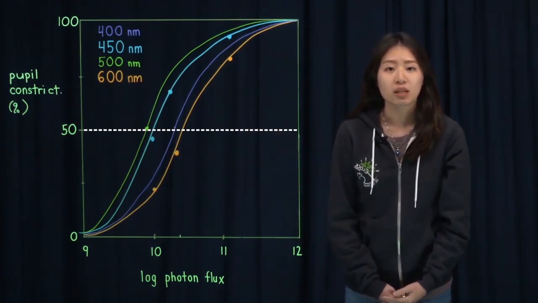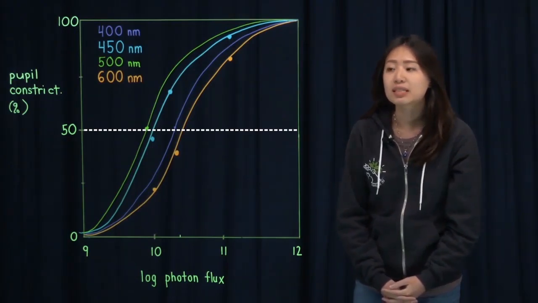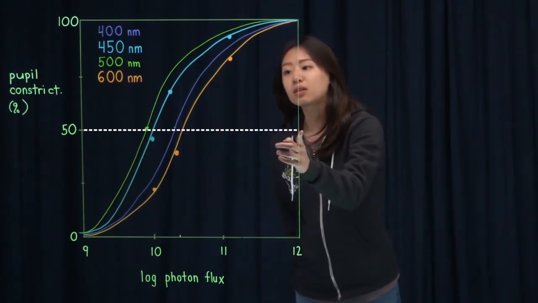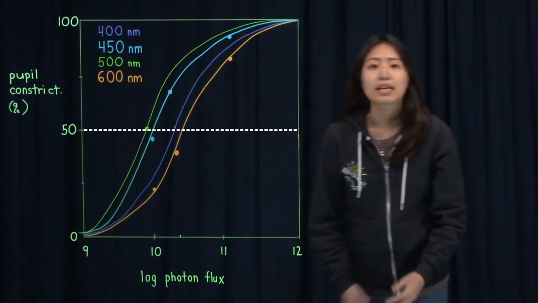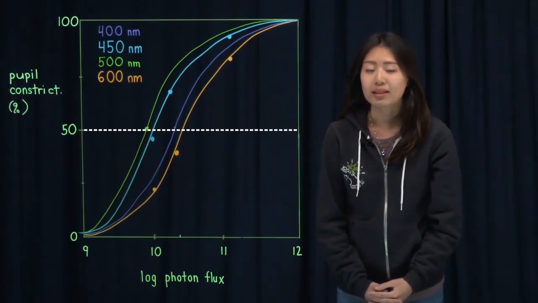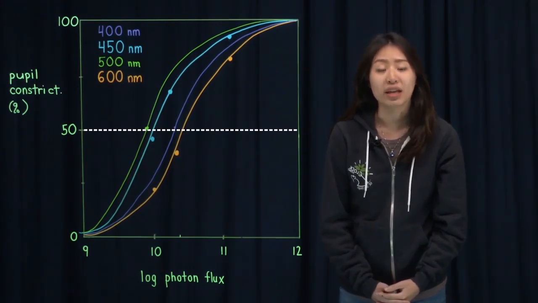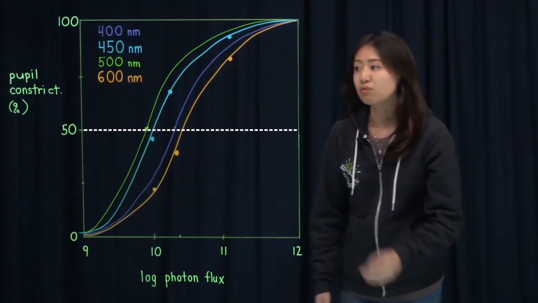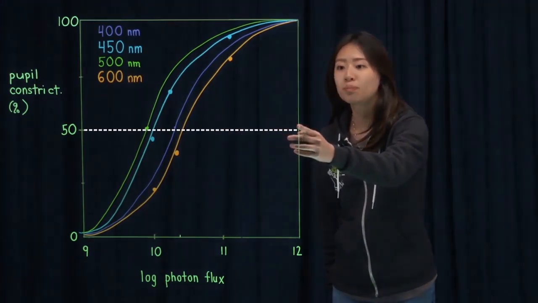If we look at the 600 nanometer light Fluence response curve, we can see that it is shifted most to the right of the graph. This indicates that the eye is least sensitive to 600 nanometer light, and that it requires the most amount of light of this wavelength to reach 50% pupil constriction.